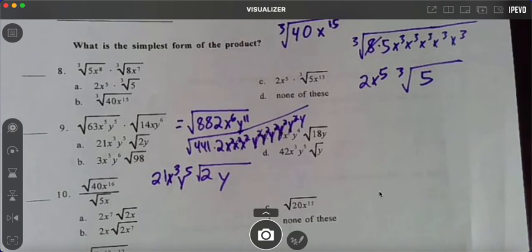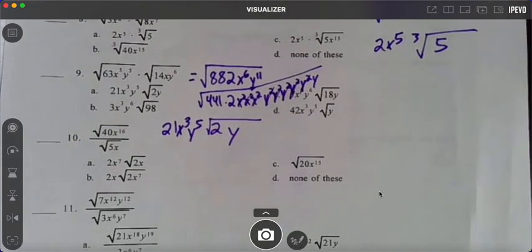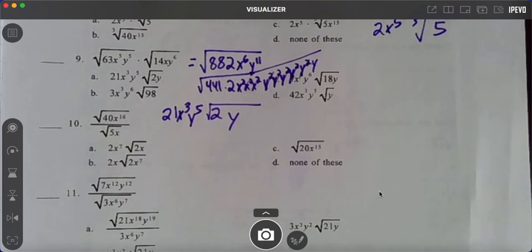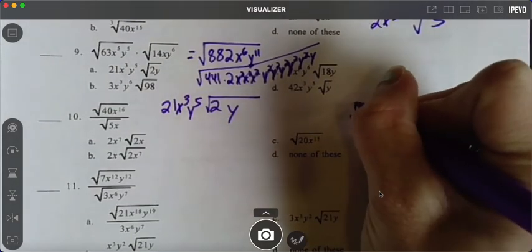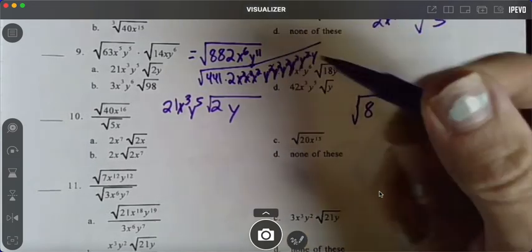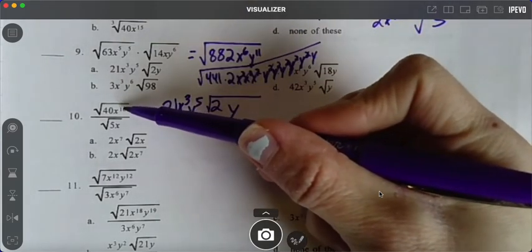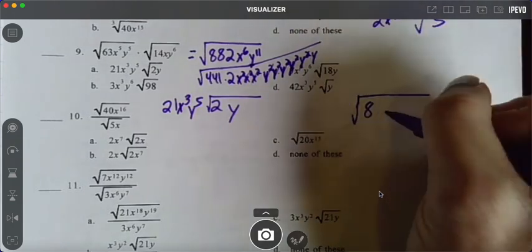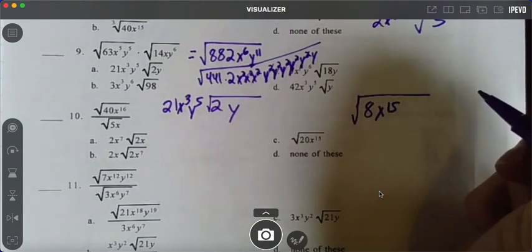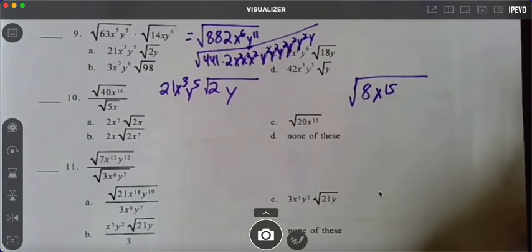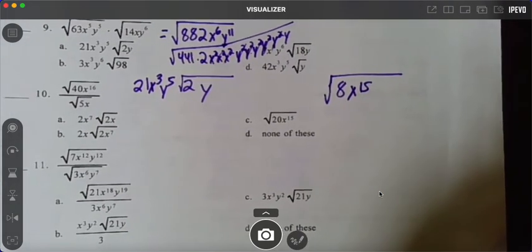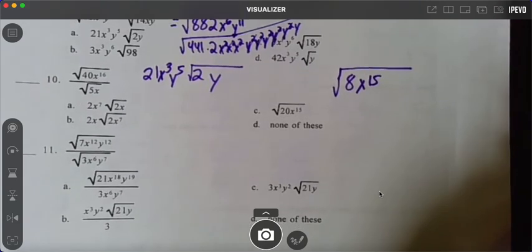Way smaller. Let's look at number 10. On this one, you can divide. On your quiz, you can divide. What is 40 divided by 5? Square root of 8. And then my x's, what's 16 minus 1? 15. And yours is that way too. It's going to be in the numerator like that. Now, how do I take the square root of 8x to the 15th?